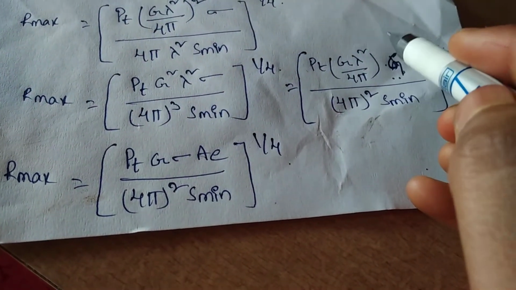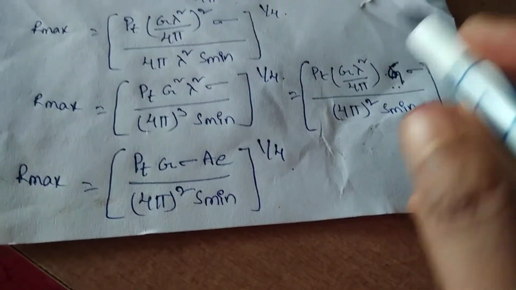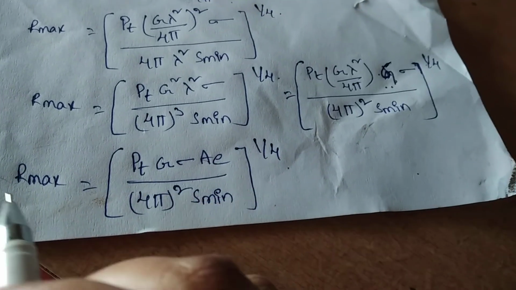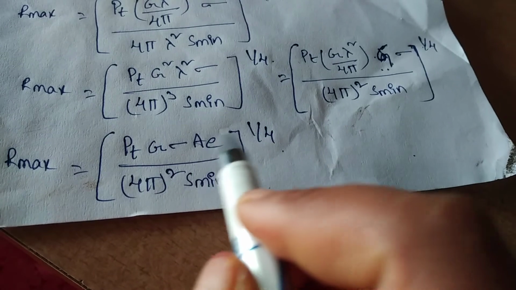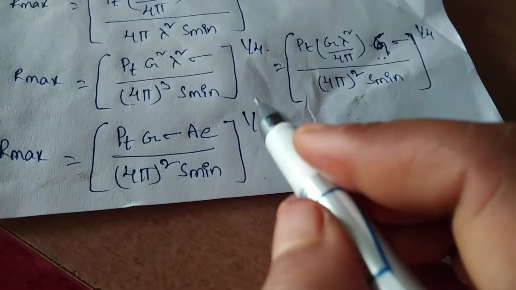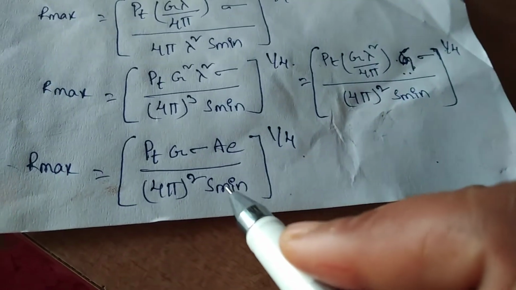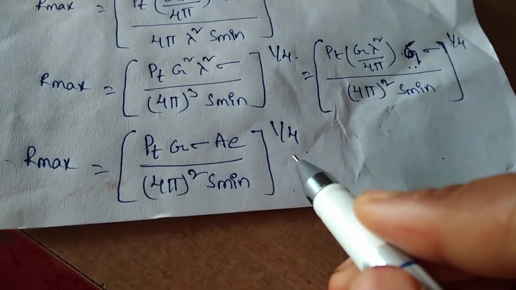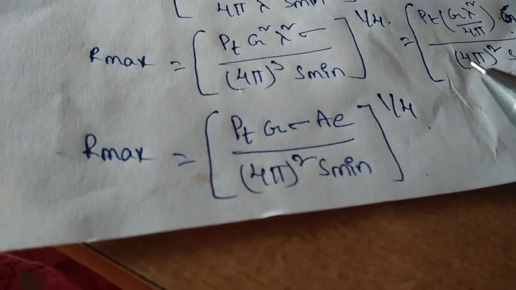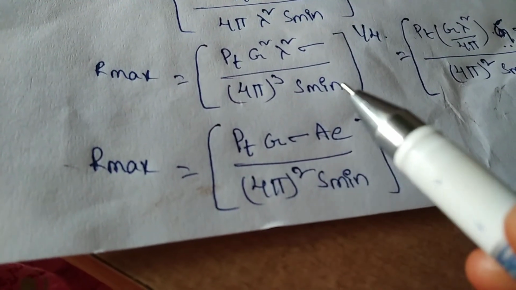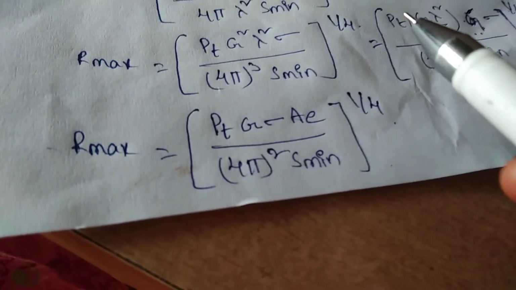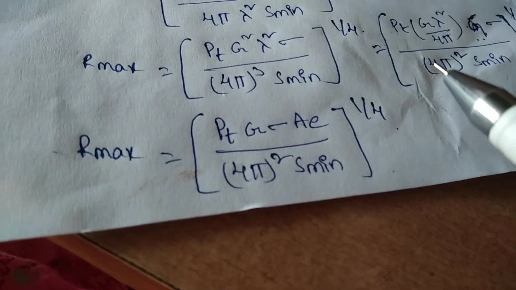So G lambda square by 4 pi is nothing but AE, and that can be replaced. So R maximum equals Pt G sigma AE by 4 pi whole square S minimum, whole power 1 by 4. This is the final R maximum radar range equation.